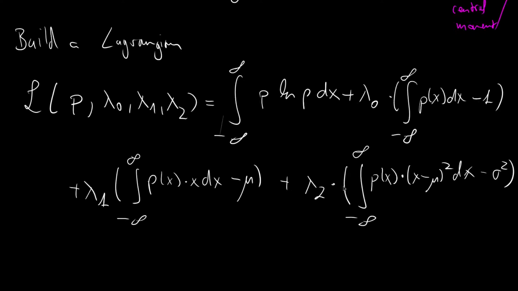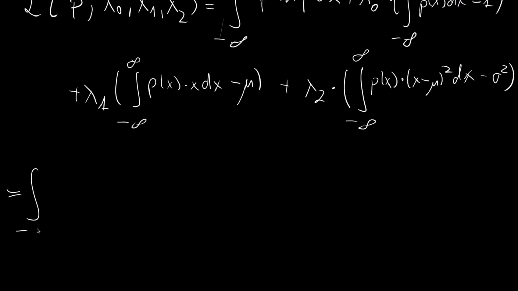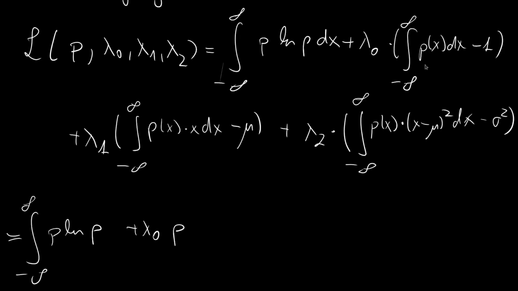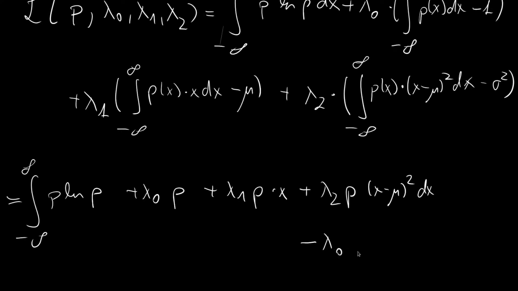Then let's bring the Lagrangian in a simpler form, where we have one big integration plus some scalar values. So this is equal to the integration from minus infinity to plus infinity over p ln p, which was our target, plus lambda 0 times p, which is from the first constraint, then plus lambda 1 times p times x, which is from the second constraint, and then from the last constraint we have lambda 2 p times (x minus mu) in brackets squared dx. And then we have to add the scalar values, and they will be just minus lambda 0 minus lambda 1 mu minus lambda 2 sigma squared.